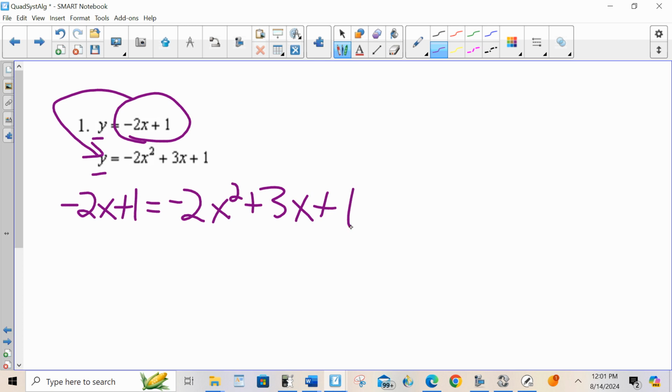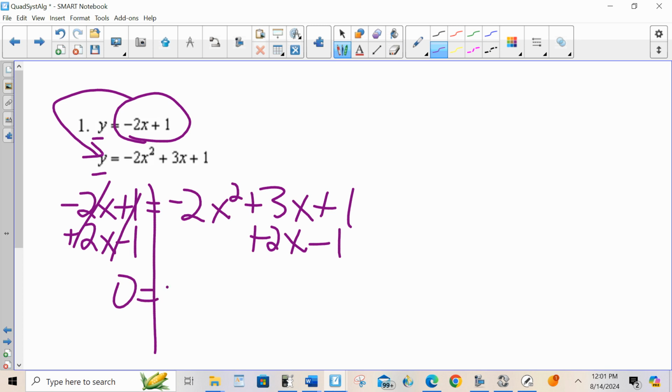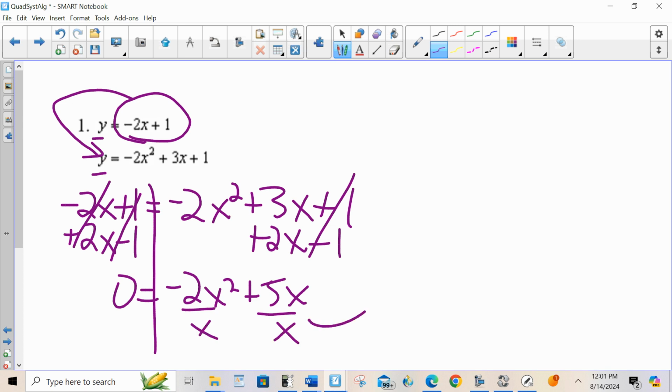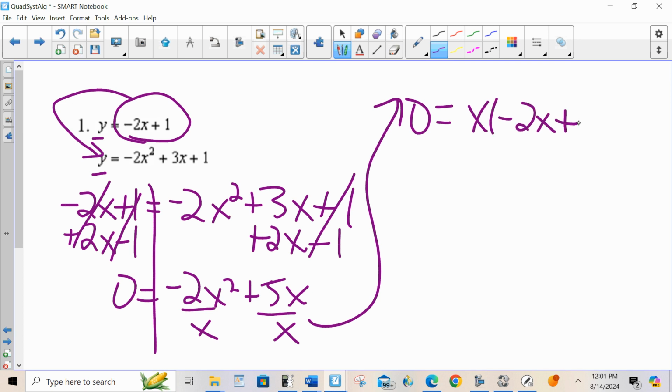If you can get past your first step, from here it's pretty much exactly what we did in the last lesson. Mr. X squared, he wants to party. Before he can party, all his friends have to come over. Plus 2x minus 1, plus 2x minus 1. Negative 2x squared plus 5x. Positive 1 and negative 1 cancel. Party time! Bubbles! Factoring! Factor GCF. What's the GCF? X. So I'm going to factor an x out of each. I get x times negative 2x plus 5.